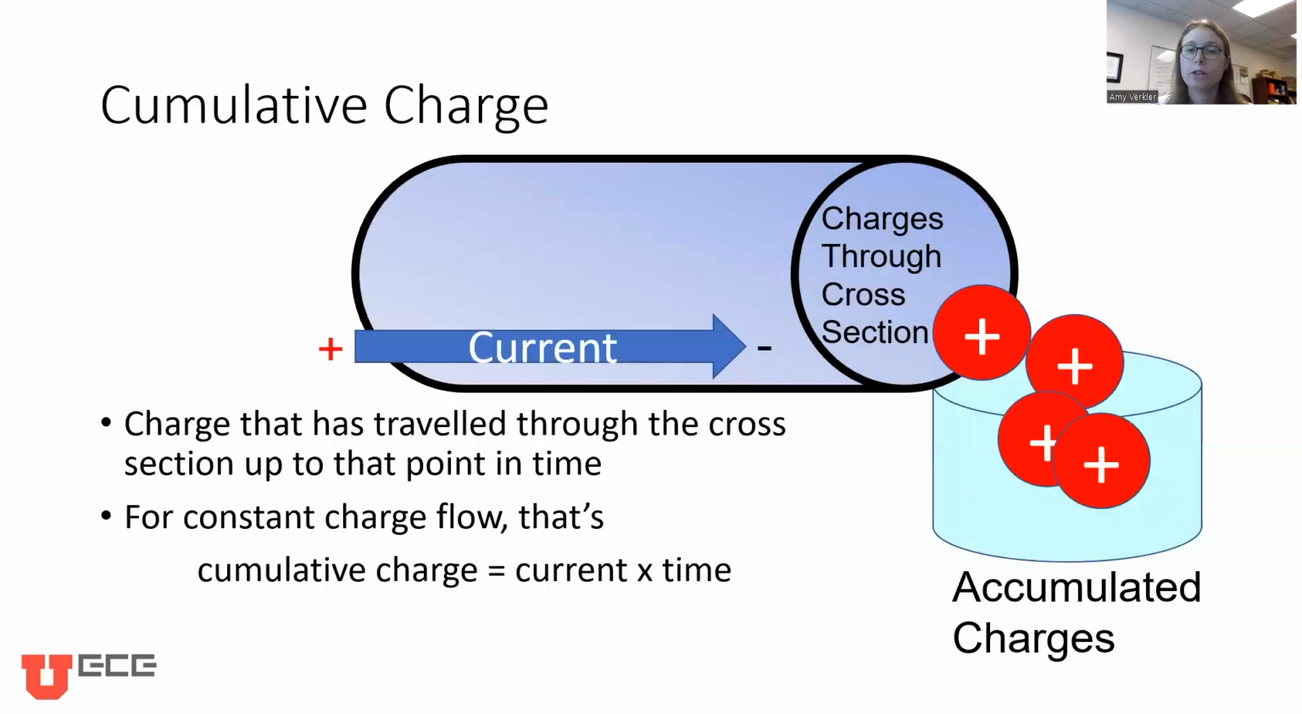We can also talk about cumulative charge. So as these charges flow to the right here and pass through the cross section, we can add up all the charges that pass through that cross section, and that's called the cumulative charge. And if we have a constant flow of charge, that's just the current multiplied by the length of time.